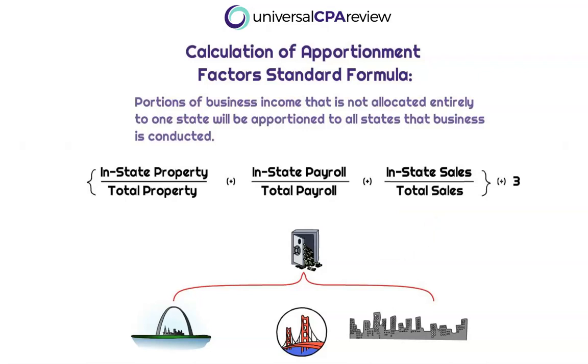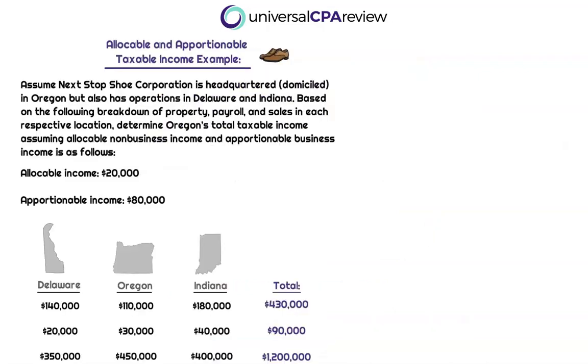Okay, so now let's run through an example with our friends over at Next Stop Shoes to really show you how this works. Okay, so we're going to assume that Next Stop Shoe Corporation is headquartered in Oregon, but they also have operations in Delaware and Indiana. So based on the following breakdown of property, payroll, and sales in each respective location, we're going to determine the total taxable income, assuming allocable non-business income and apportionable business income are as follows. Allocable income would be $20,000 and apportionable income would be $80,000.